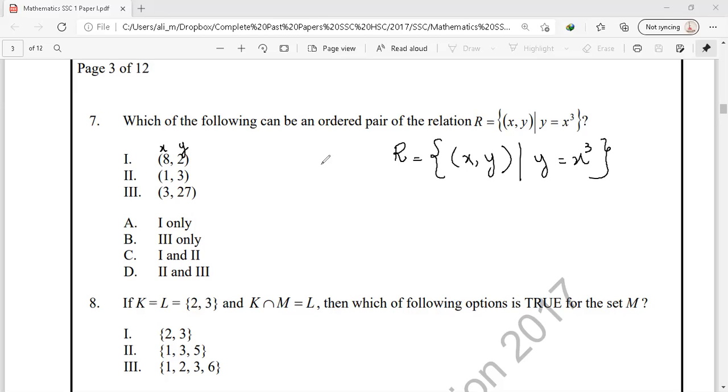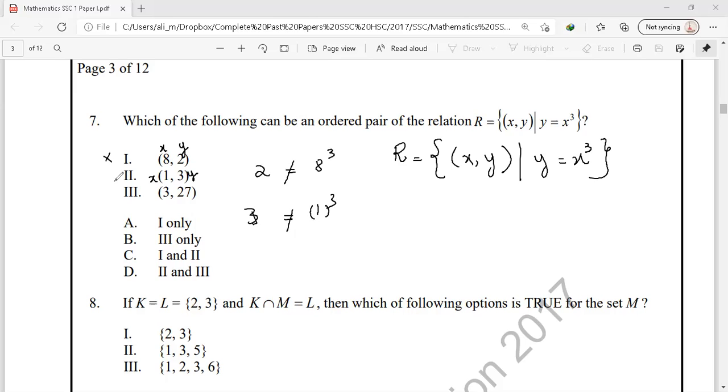So this is our x and this is the value of y. If we take the cube of x, that won't be equal to 2, it means the first condition is wrong. In the second condition, we have x this one and y equals 3. So let's take the cube of x. The cube of x would not be equal to 3. This means that this condition is also false.